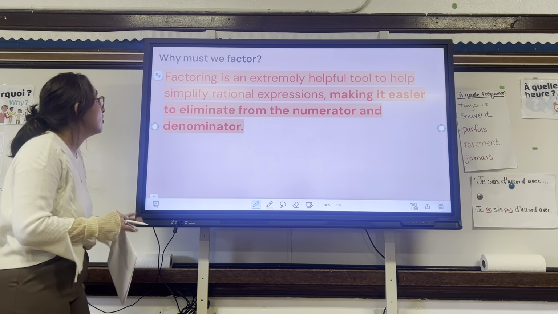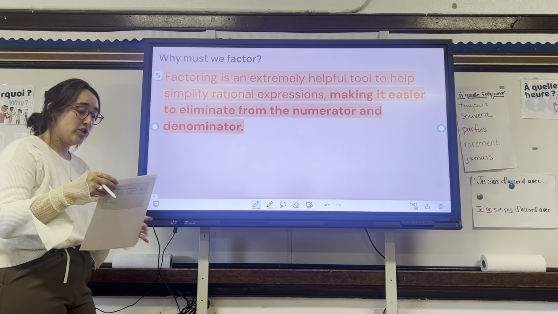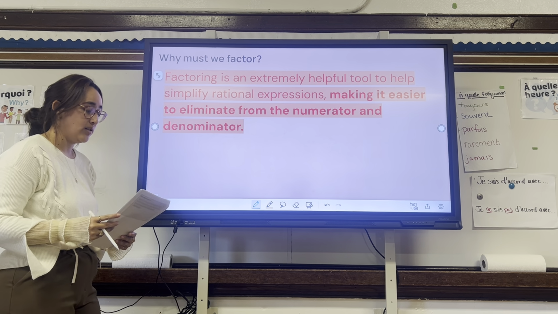So, factoring is an extremely helpful tool to help simplify rational expressions, which makes it easier to eliminate from the numerator and the denominator. All right?